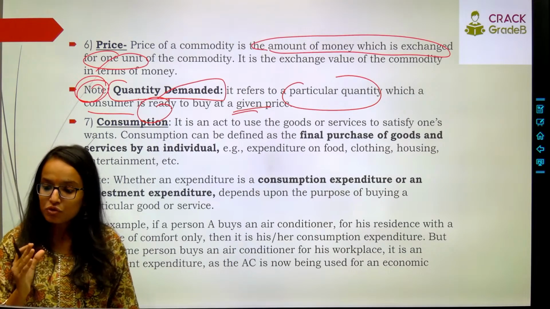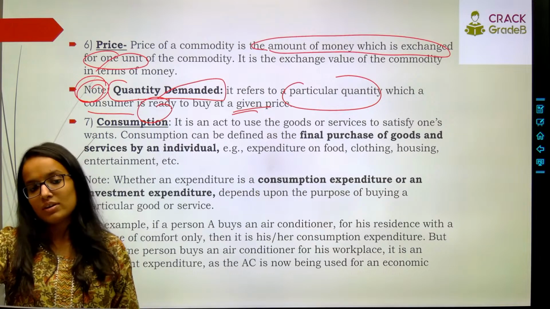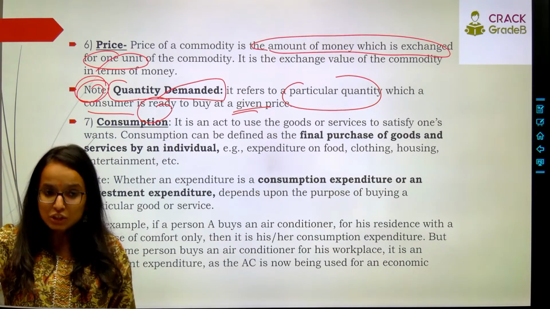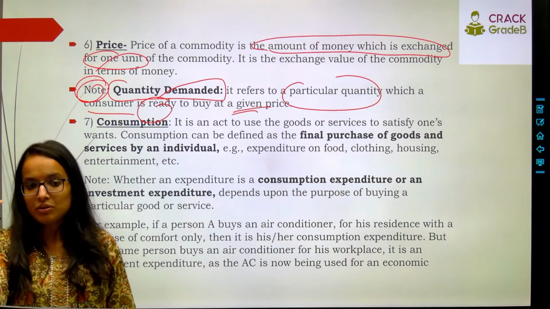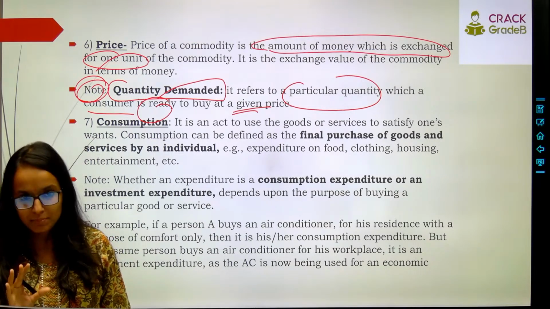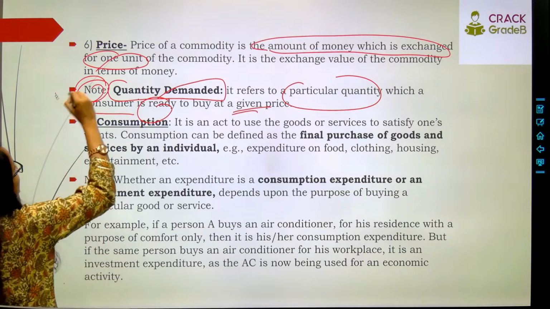So, when I give you a particular price and a particular quantity, that is called a quantity demanded. The price and the quantity which coincide, or that particular quantity which you are willing and able to buy at a given price, the price which is given to you by the market, is called quantity demanded.